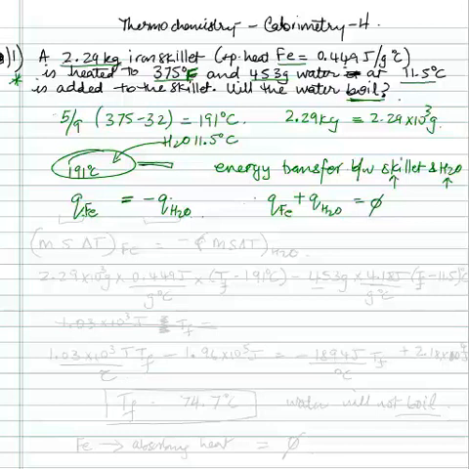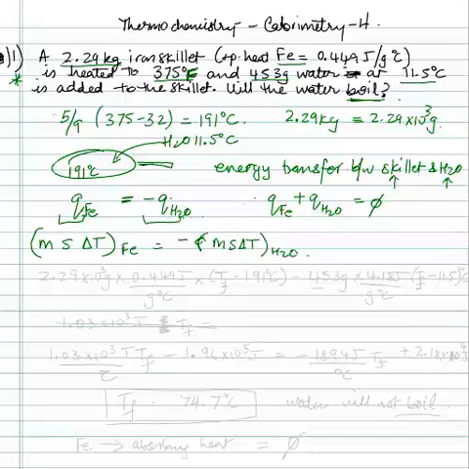Let's go ahead and set this up. The way we do this is Q for iron and Q for water. So m s delta T, this is all going to be for iron, and this is going to be equal to negative Q, which is the negative of m s delta T for water. That's what it's going to be.